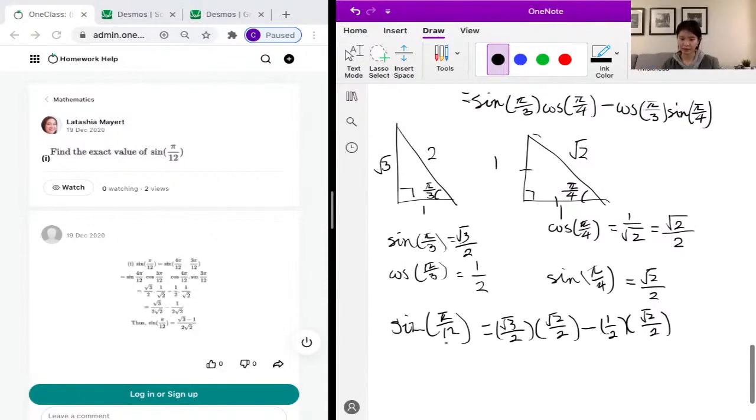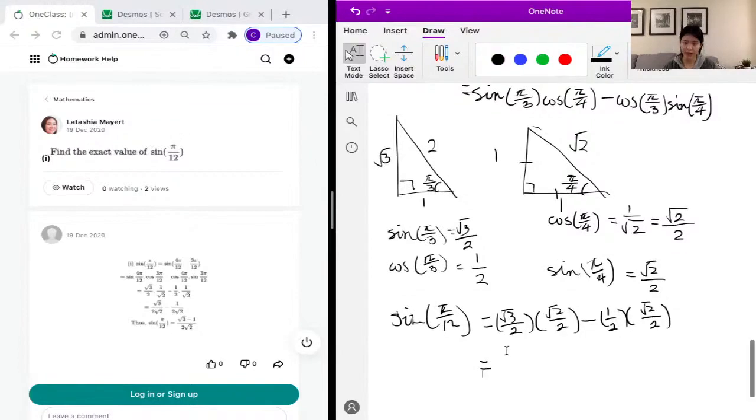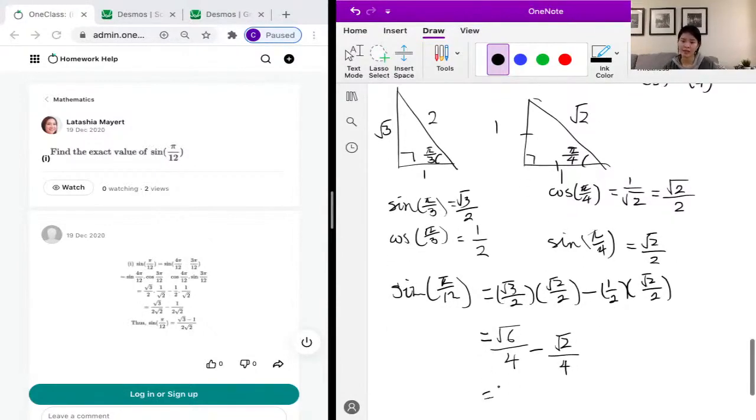For our next step, we simplify this expression by multiplying the fractions. In the first term, on the numerator, we have root 3 times root 2, which is root 6. On the denominator, we have 2 times 2, which is 4. In the second term, on the numerator, we have 1 times root 2, which is root 2, and on the denominator, 2 times 2, which is 4. So we have root 6 minus root 2 over 4, and that is our final answer for sine of pi over 12.